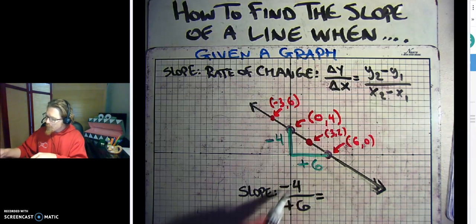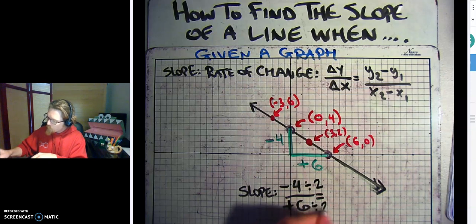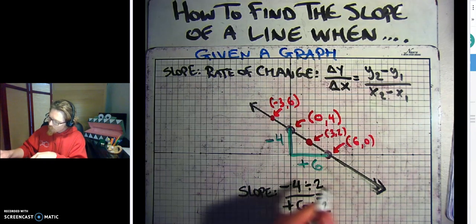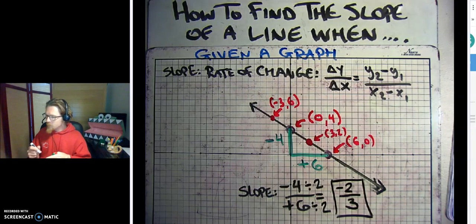So I know that -4 and +6 have a common factor of 2. So I'm going to divide the top and bottom by 2, and I'm going to get -2 over +3. So my final answer is that my slope is -2/3.